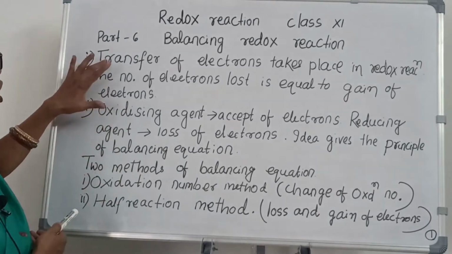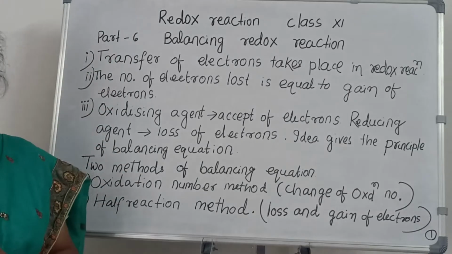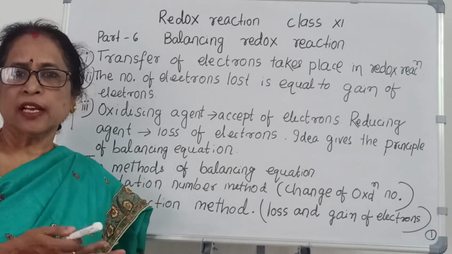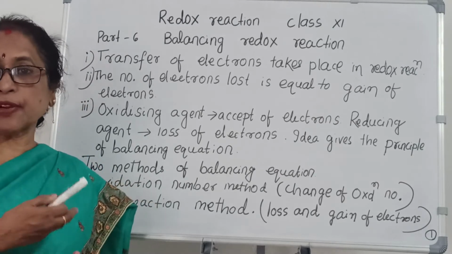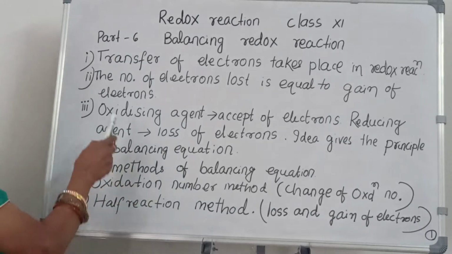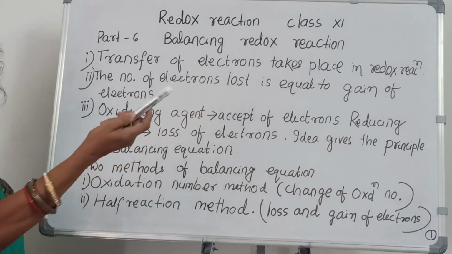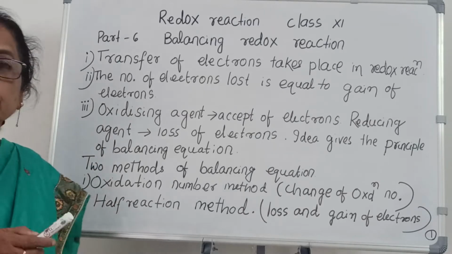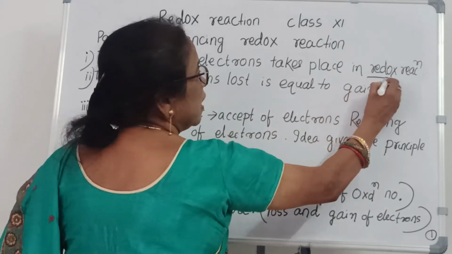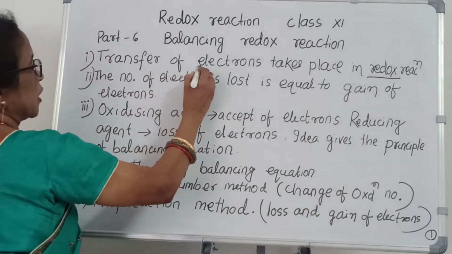Here a transfer of electrons takes place in redox reaction. Just now I told you reduction means gain or acceptance of electrons and oxidation means loss of electrons. That is why you can say transfer of electrons takes place in redox reaction. This is very important. Transfer of electrons takes place.